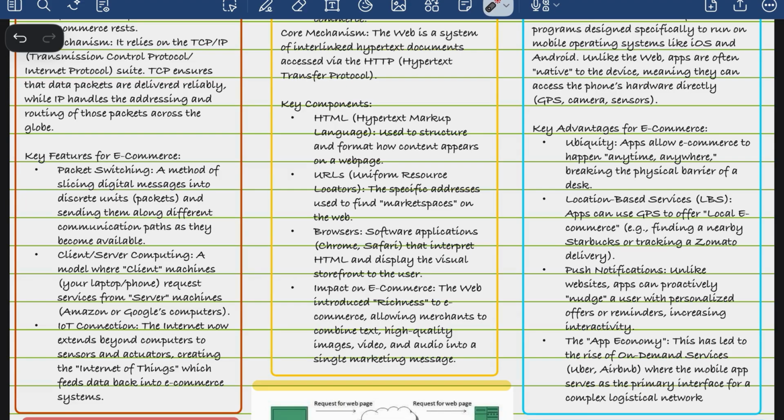This mobile application has given rise to the app economy and on-demand services. Think of apps like Uber and Airbnb. The app itself is incredibly simple to use, but behind that clean interface is a complex real-time logistical network handling global payments, routing maps, and driver coordination. So the mobile app acts as the ultimate portal to the entire infrastructure.